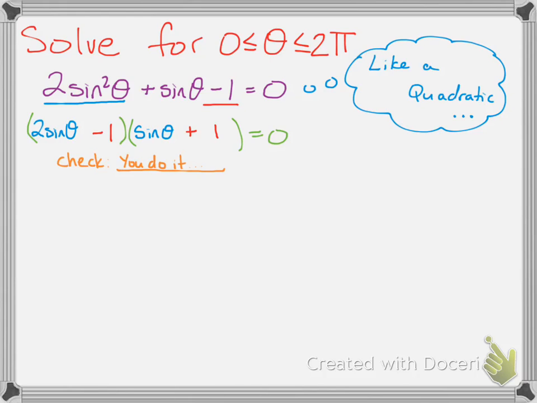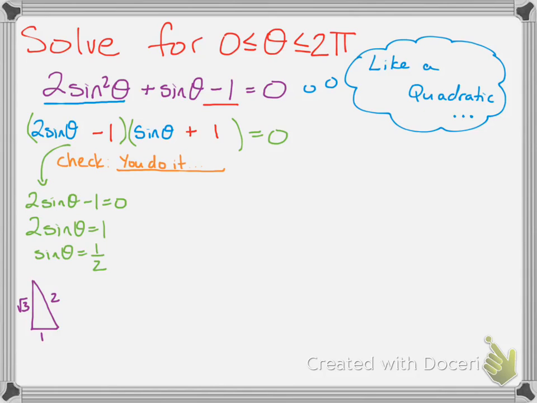So once you've checked and you're sure that you've factored right, we can figure that we have two things multiplying to make 0, so either this first part is 0, and now we can solve that. So 2 sine theta is 1, sine theta is 1 over 2, and now we can get into our special triangles because we know that sine theta is a special value.